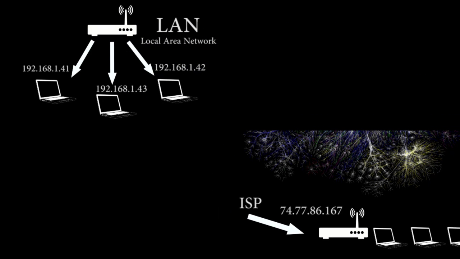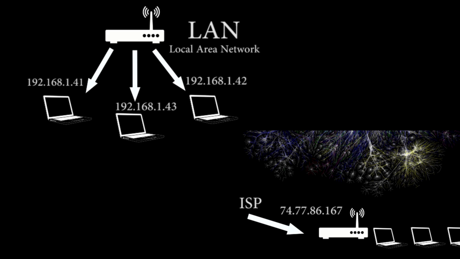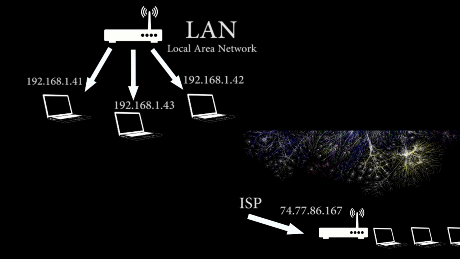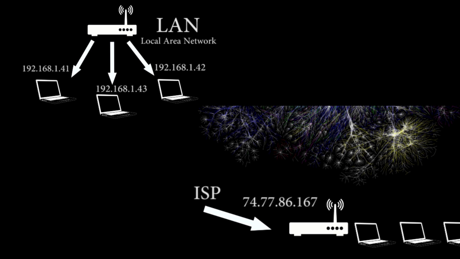So to reiterate, an internal IP address is used by your local network to identify devices within that network. An external IP address is used to identify your home network within the global internet.